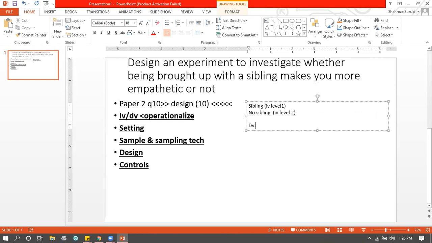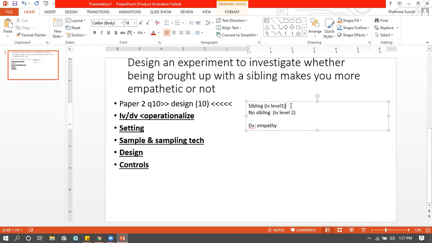And what about the DV? Empathy would be the DV, right? So we need to operationalize it. For example, having siblings may mean many things. Having no siblings means what it means: you don't have any brothers or sisters. But having a sibling is open to interpretation. Do you have a brother? A sister? A younger brother? A younger sister? We don't know. Do you have more than one sibling? So you need to clarify what you mean by people who have siblings.